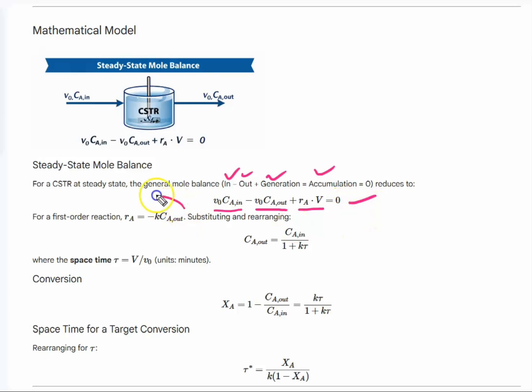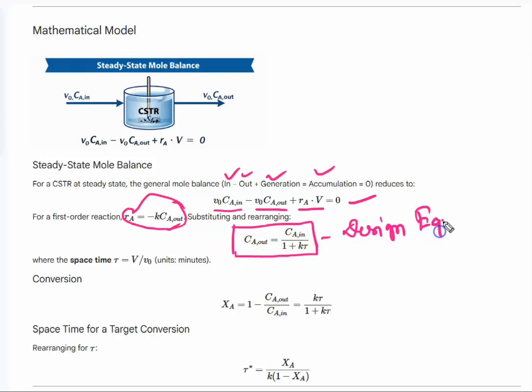For a first order reaction, the reaction rate is simply negative k times the exit concentration. Substituting this in and rearranging, we get the CSTR design equation. That means Ca out equals Ca in divided by the quantity 1 plus k tau. That's it. That's the entire steady state CSTR in one equation. The space time tau is the reactor volume divided by the volumetric flow rate. It is the average time a fluid element spends inside the reactor.